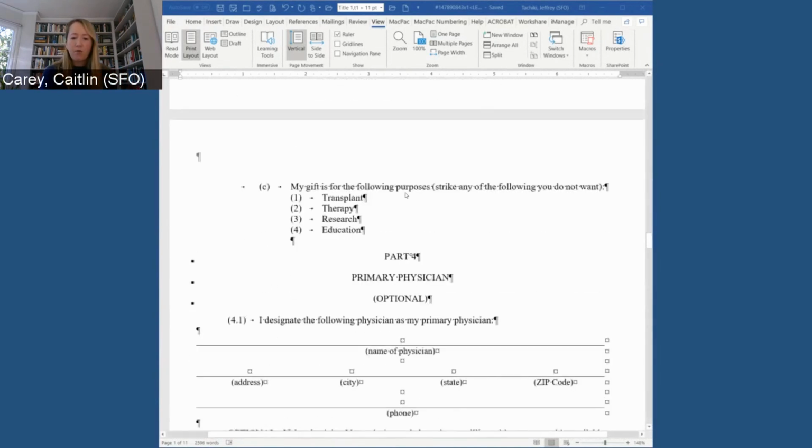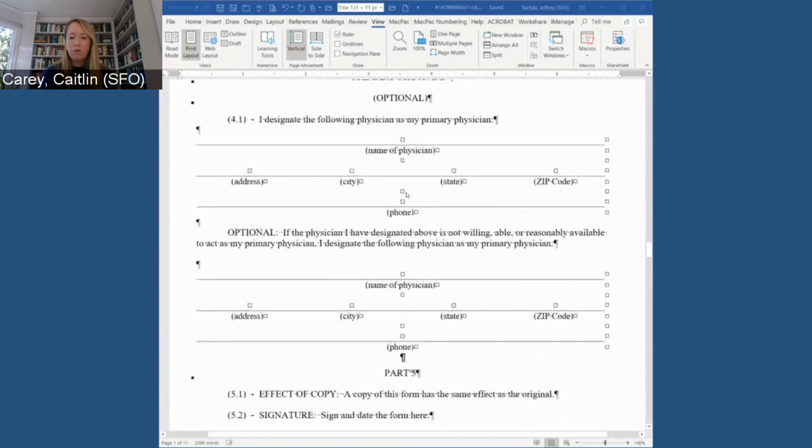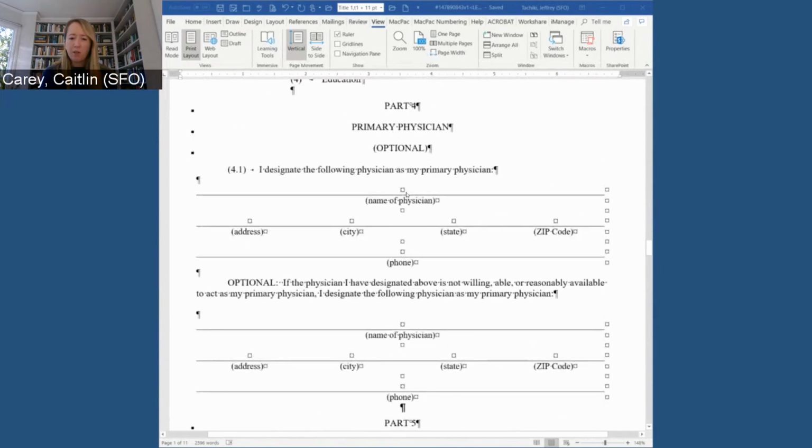And then in part 4, there's room if you want to specify who your primary physician is. It's fine for you to do that. This is not essential at all. I think most of us change primary physicians over the course of our lifetimes. It's not a static situation, so it's not necessary to fill this in, but if it's important to you and information you think you want to communicate to your agent, this is where you would fill that in.